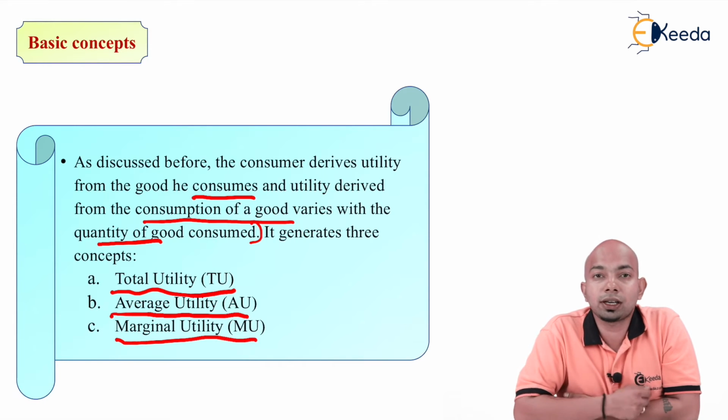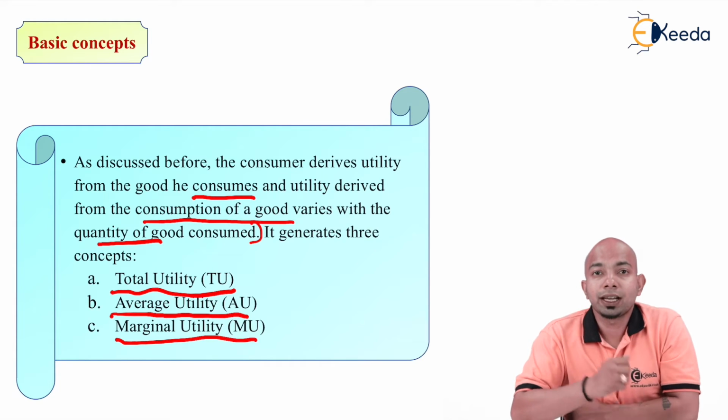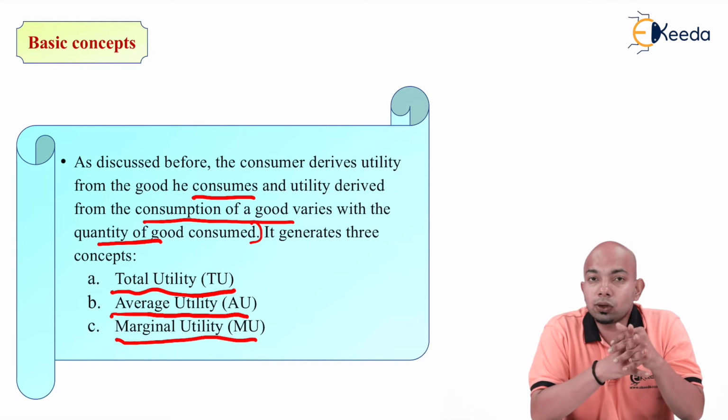So these three concepts are derived out of utility. The first one is total, the next one is average, and the last one is marginal utility. Now we'll be discussing these three concepts. Let's start with total utility first.